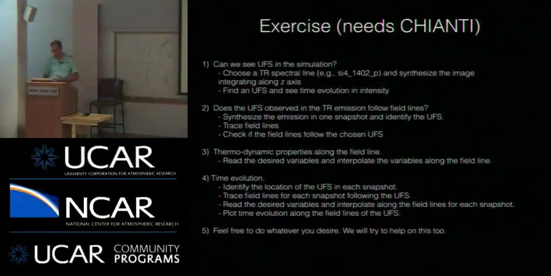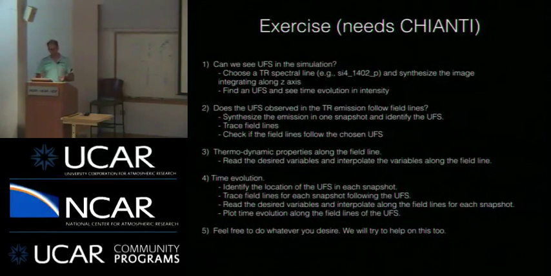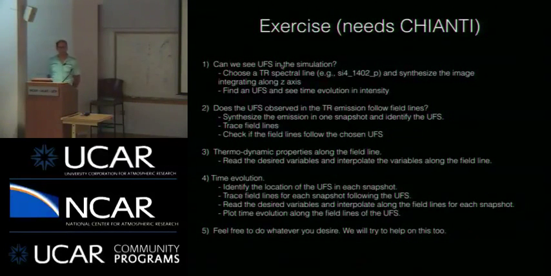I propose to do the following. Unless you want to do your own stuff, feel free to do that, and we are also going to try to help you. But one possibility is to try to figure out if we can see fine structures using transition region spectral lines. These are the loops observed in IRIS with transition region lines, silicon 4, for example. I want you to read the emission measure, try to calculate the intensity from there, integrating along the vertical axis. Then, as the next step, we'll calculate field lines and see if the field lines follow these structures.